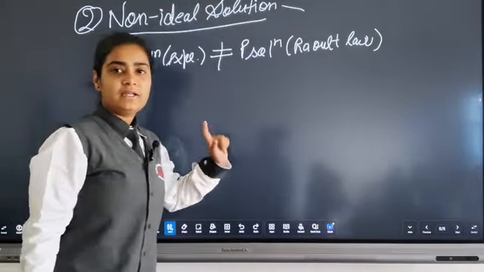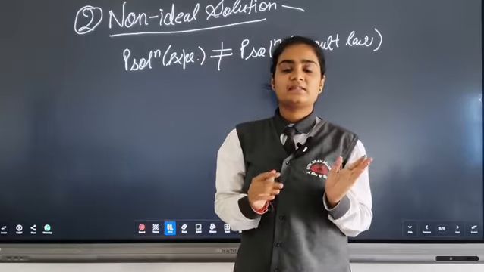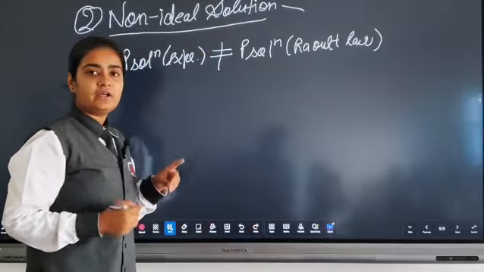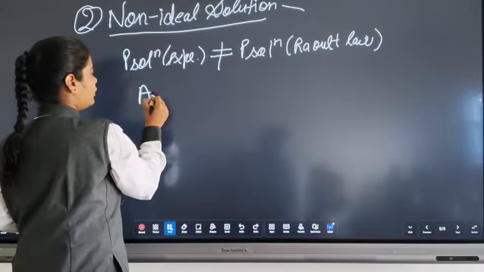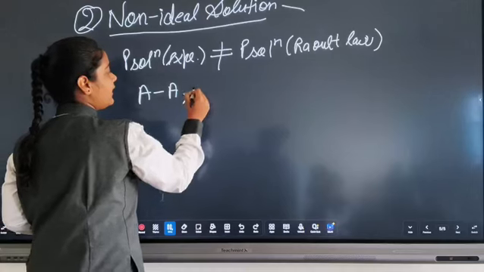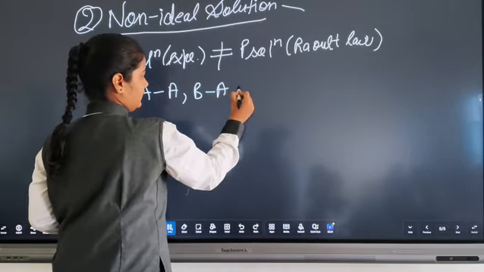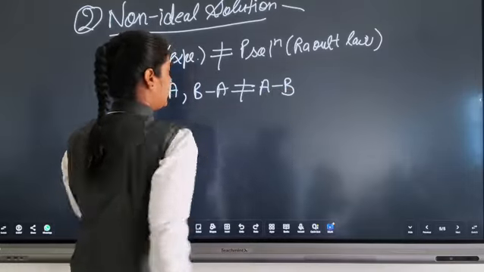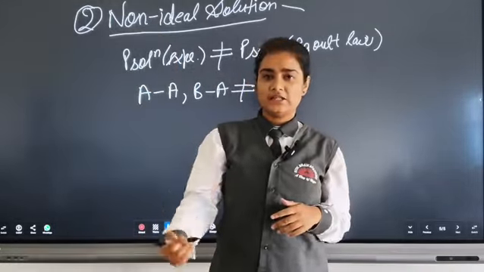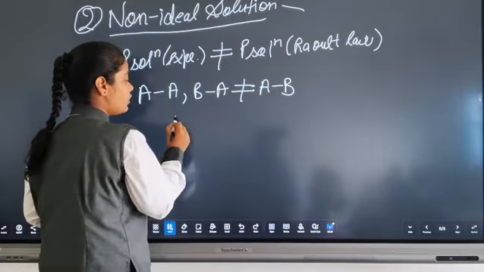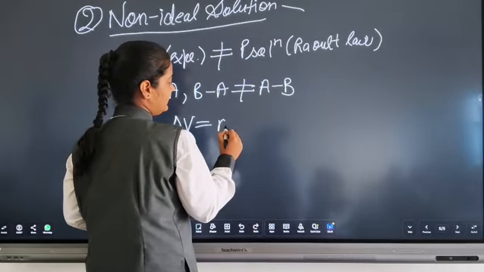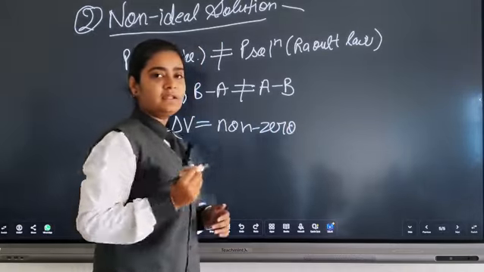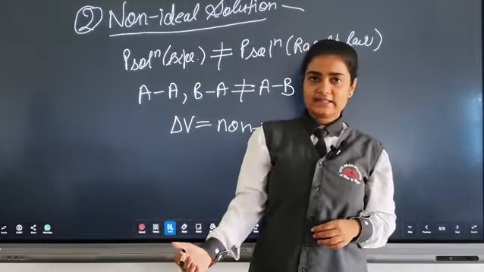Now we will talk about intermolecular forces. In this, the interaction between the same components is different from the interaction between different types of components. It means the interaction between same components, A-A and B-B, is different from that between different types of components. In this, sometimes the volume changes. It means delta V is not equal to 0. We can say it is non-zero. And in this, sometimes heat gets released or absorbed.